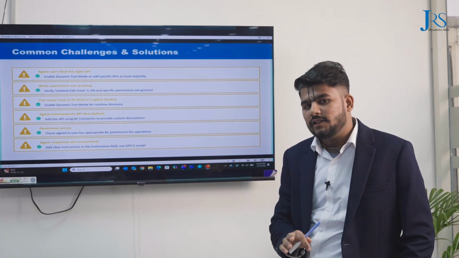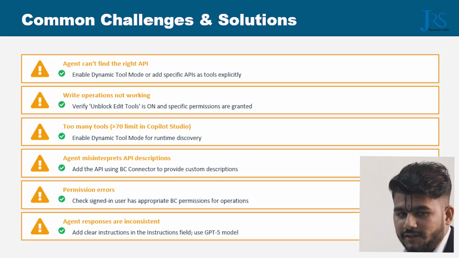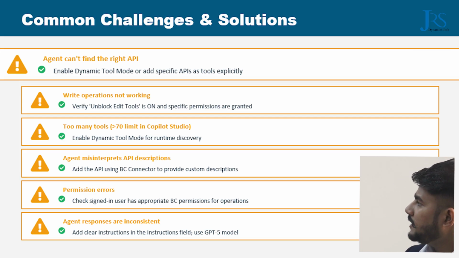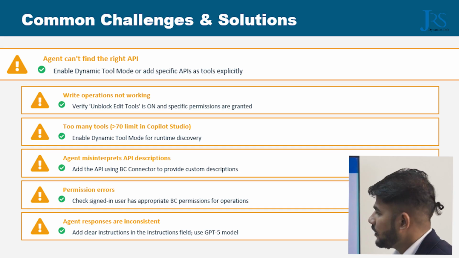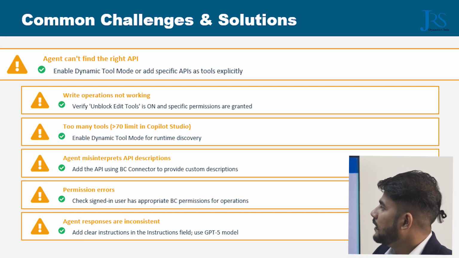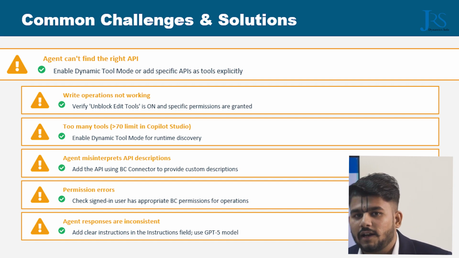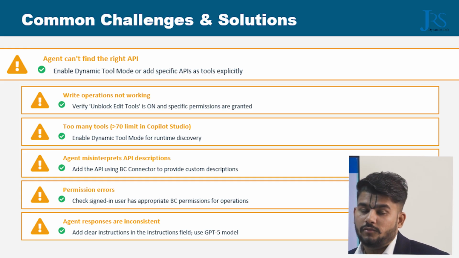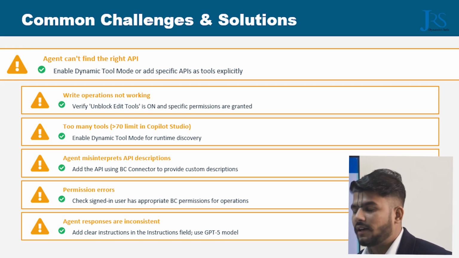Now what are the common challenges we have seen or we can face during this configuration, this implementation? Agent can't find the right API. You can get this issue like your agent is not able to find the right API even if you have defined it in your MCP server. What is the possible reason? Because dynamic tool mode or add specific APIs tool explicitly. Either you have not enabled the dynamic tool mode, or you have to specify a new API, or maybe you have not specified the correct descriptive name so that AI cannot detect it.